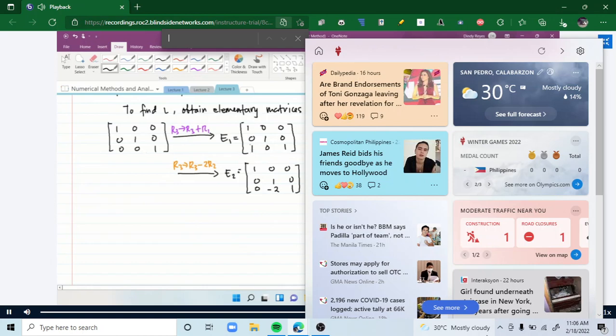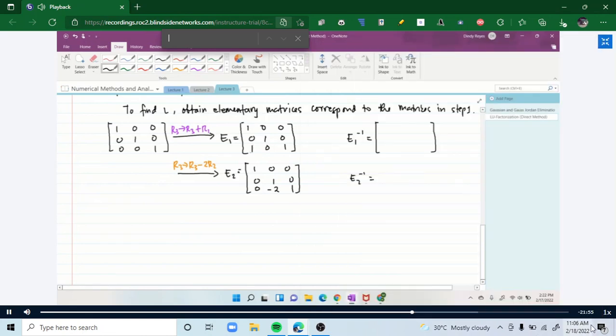From the elementary matrix, we only have one entry that changed. Diba? Itong entry na ito. So just get the additive inverse of that. The additive inverse of 1 is negative 1. So you'll have the entries 1, 0, 0, 0, 1, 0, and negative 1, 0, 1. This is the inverse of elementary matrix 1. And then we also performed addition in the second elementary row operation. So just get the additive inverse of negative 2, and the additive inverse is positive 2. So the entries of the inverse of E2 are 1, 0, 0, 0, 1, 0, and then 0, 2, 1.